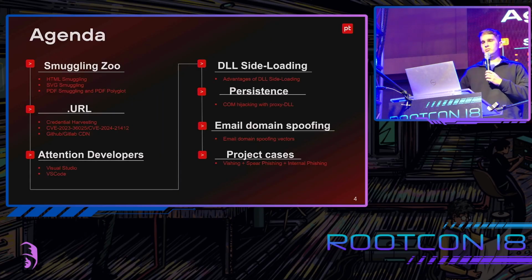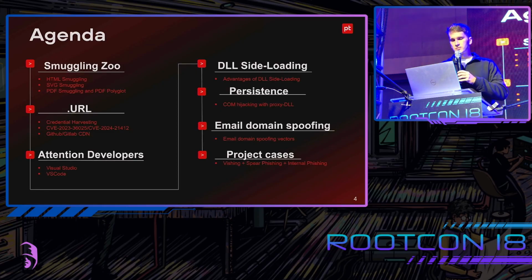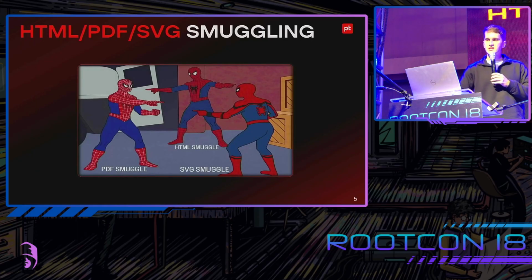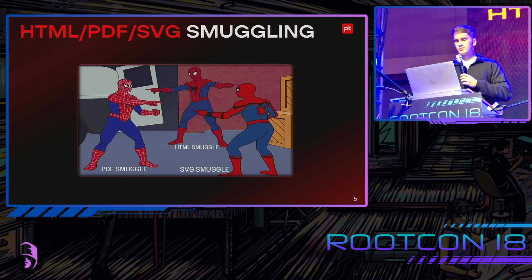Briefly about what will be in my presentation. We will discuss the diversity of smuggling vectors, URL vectors, the diversity of attacks on developers, the power of delayed site loading, persistence techniques via COM objects, email domain spoofing, and some interesting cases from our projects. Let's start with smuggling vectors and their diversity in the context of payload delivery.